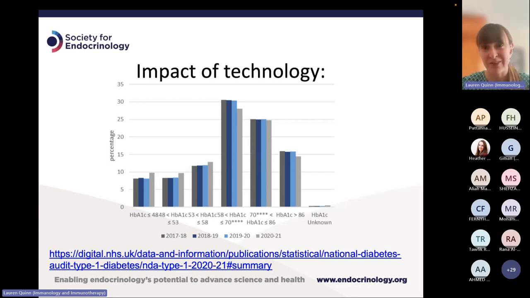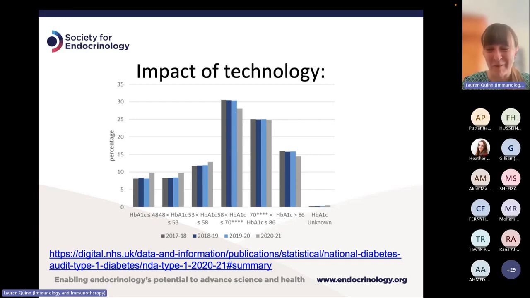As a result of this, we are now seeing HbA1c improvements. So this graph shows you, for example, across the different years, comparing 2017 to 2021, and we can see the proportion of patients with a HbA1c less than 58 is thankfully increasing over time, whereas the number of patients with more poorly controlled and higher HbA1cs is starting to decline. So great, we are seeing improvement.